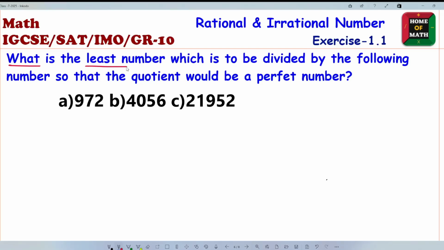What is the least number by which the following numbers should be divided so that the quotient would be a perfect square? For these types of solutions, we have to know about prime factors.